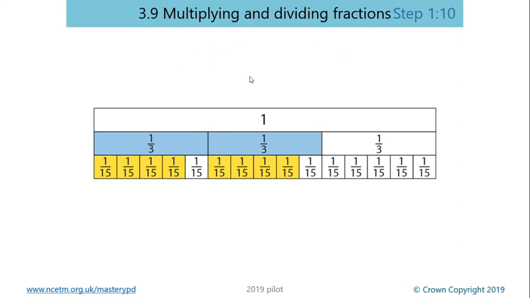What about this one? What's the question and what's the answer? Let's have a look. Either way round's fine because of the commutative law. So the question, 4/5 multiplied by 2/3, which equals, what would the answer be? Multiply the numerators together, multiply the denominators together, 8/15.